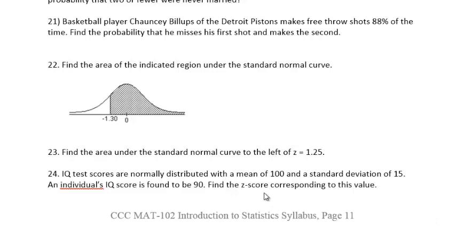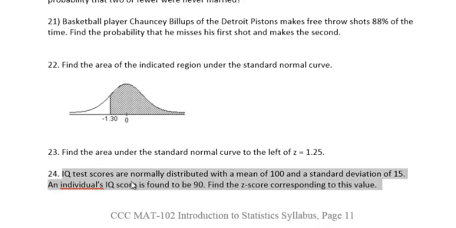So the difference from the mean in this case is simply 10. 100 minus 90, or 90 minus 100 makes no difference. You have to use the absolute value either way. And then you divide that by the standard deviation of 15. So it's 10 divided by 15, which is 0.66 or 0.67, something like that.